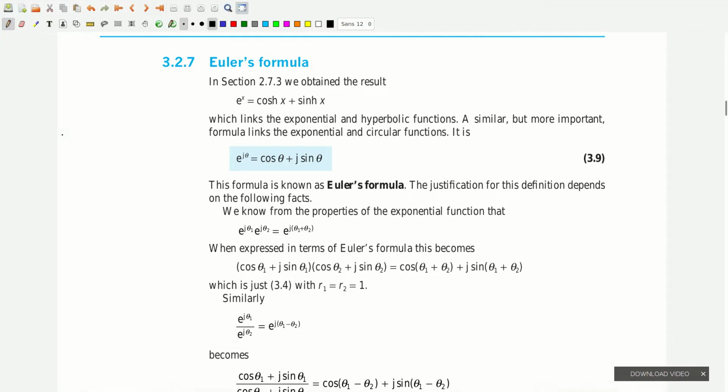Hi and welcome to this section where we're going to continue our study of complex numbers, and for today we are going to look at Euler's formula.